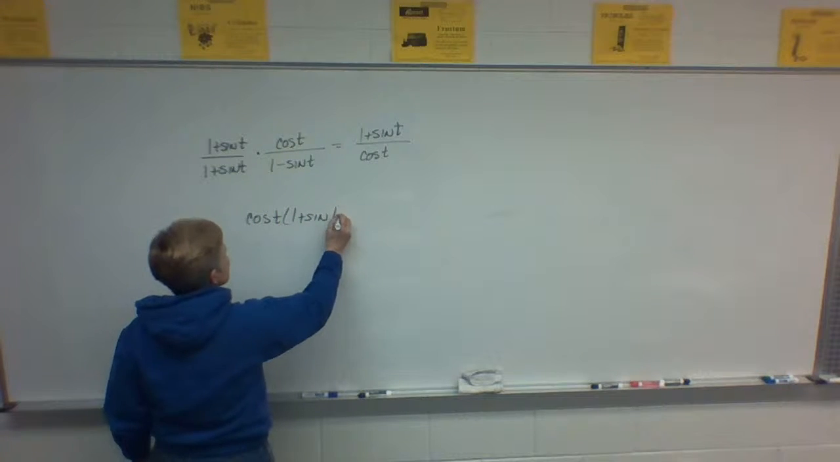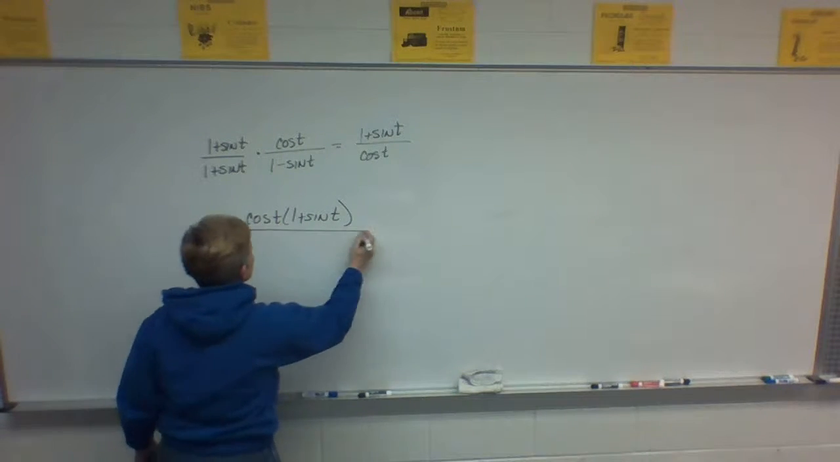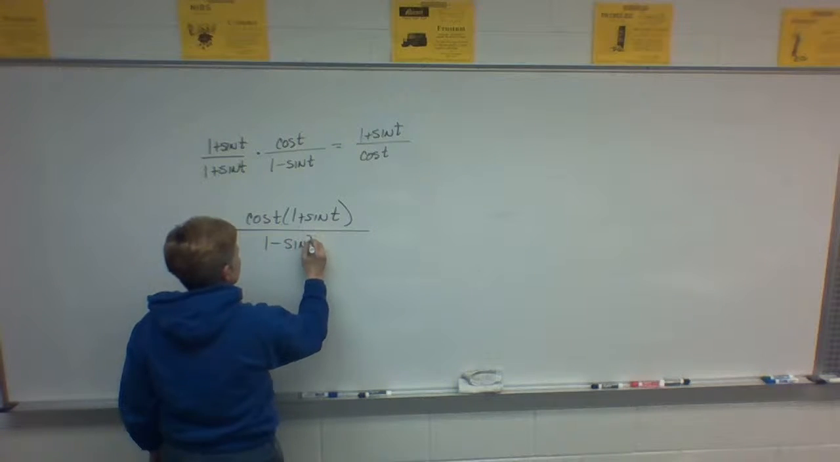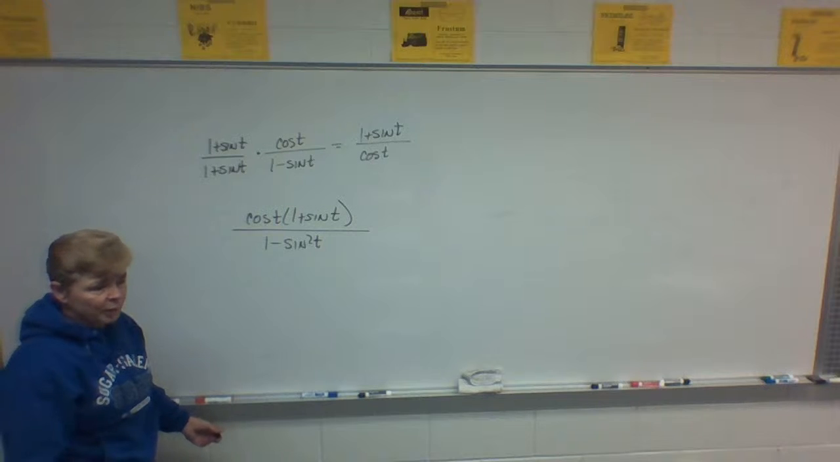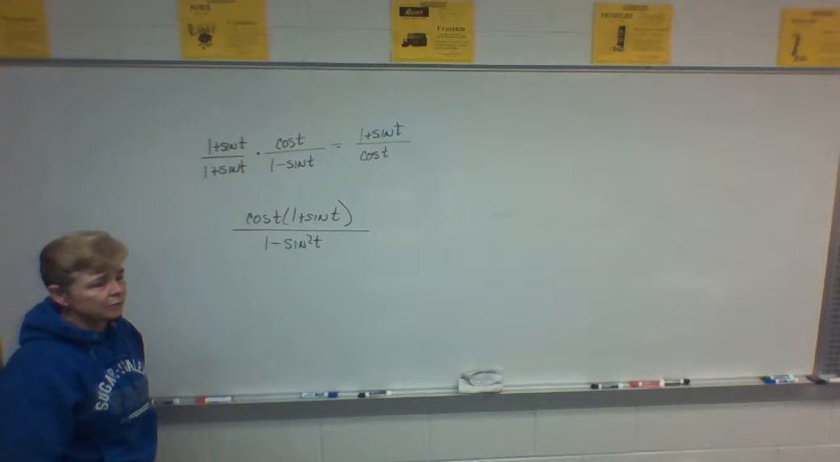I'm not willing to FOIL that out yet. I'll leave it in factored form. On the bottom, I have 1 minus sine squared, because that's why I multiplied by the conjugate to create the situation, and that's cosine squared.